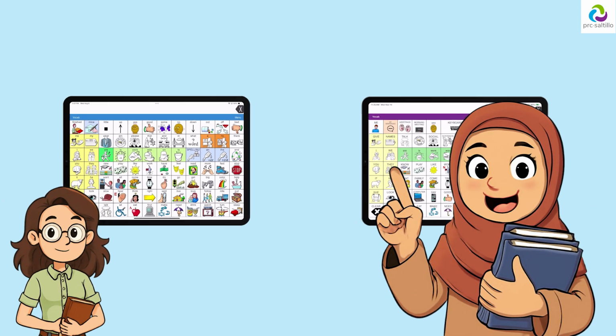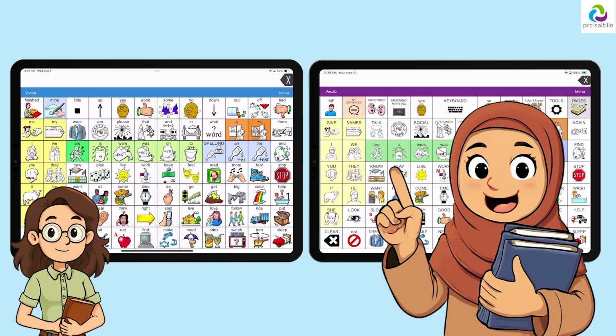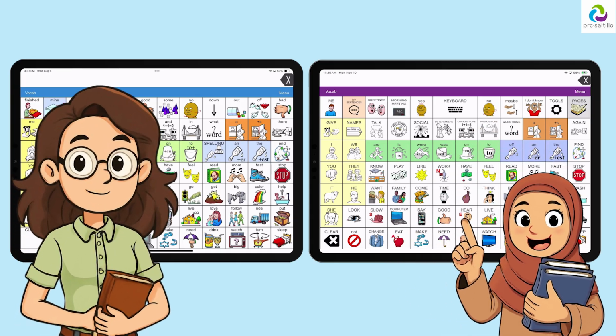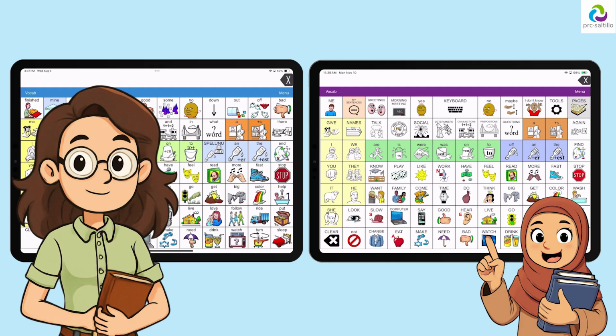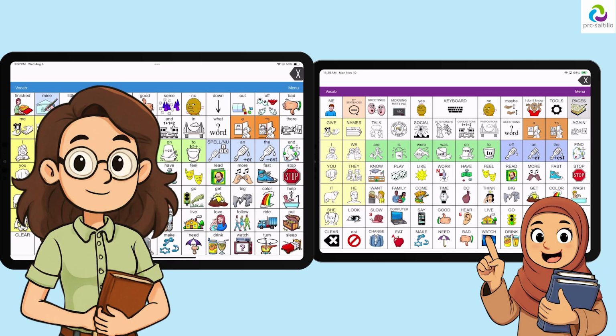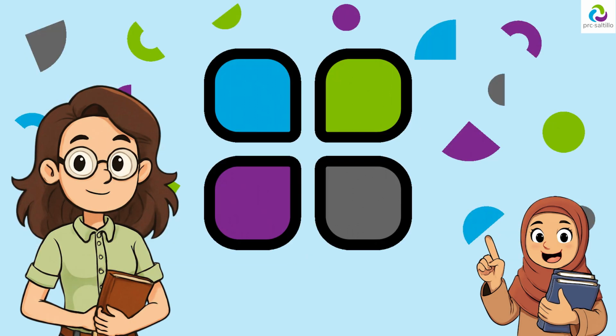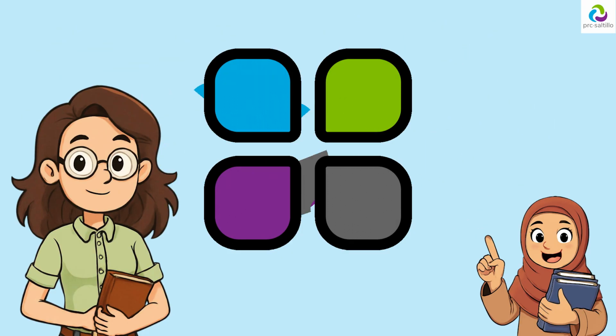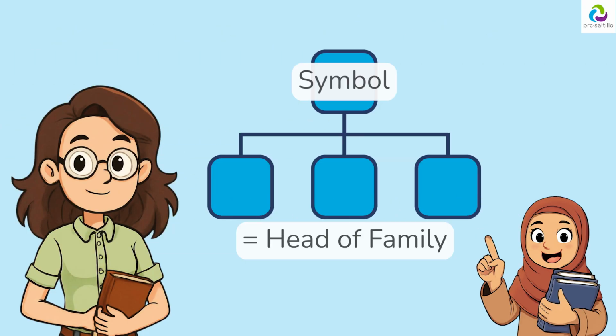In this video, we're taking a closer look at how vocabulary is organized in Minspeak systems. The vocabulary in Minspeak systems, such as Unity and LAMP Words for Life, is organized into semantic categories, or groups of words that are related in meaning. Think of the symbols on the home screen as being the head of a family, with all the words found under that symbol being related.